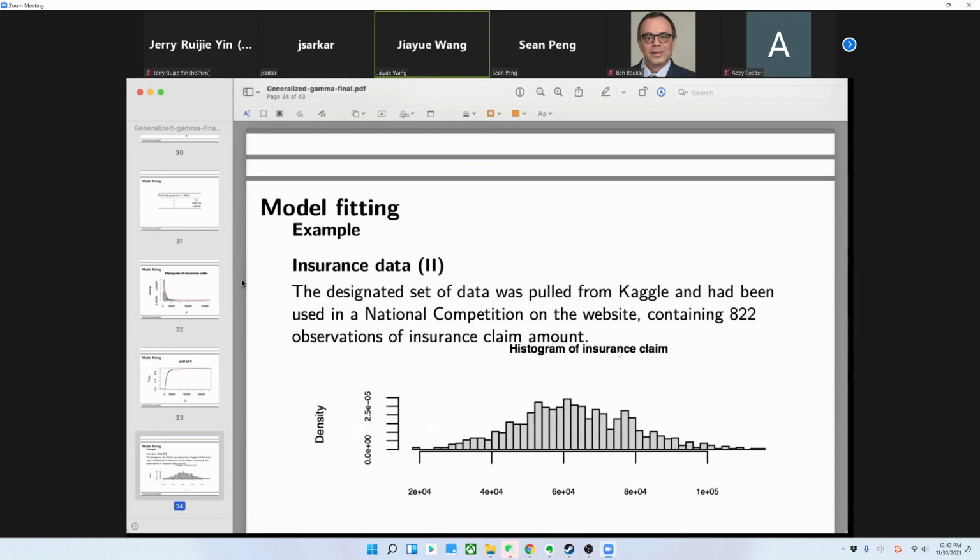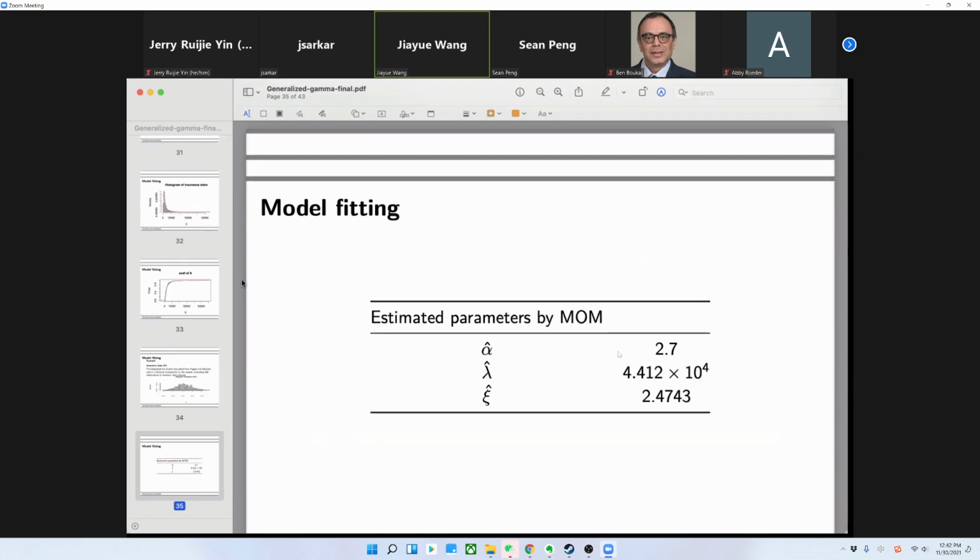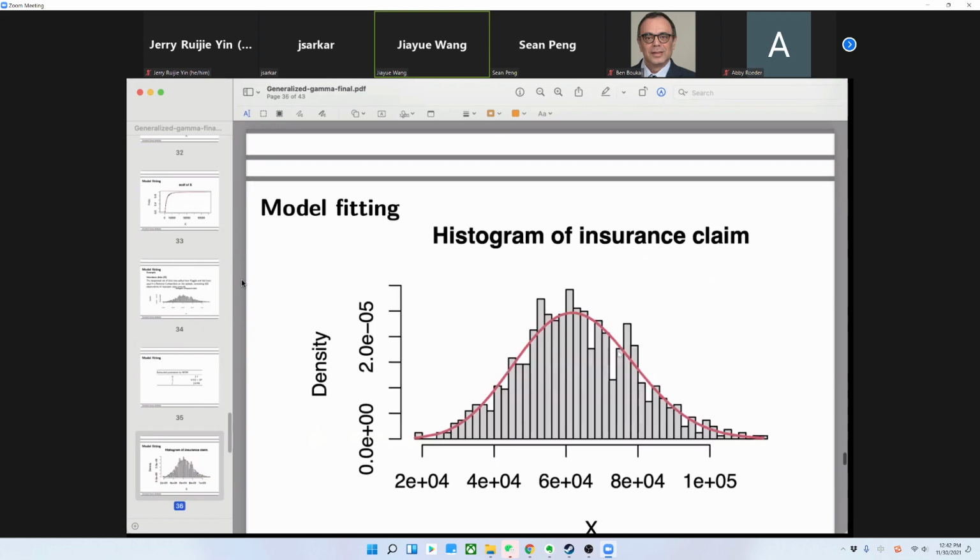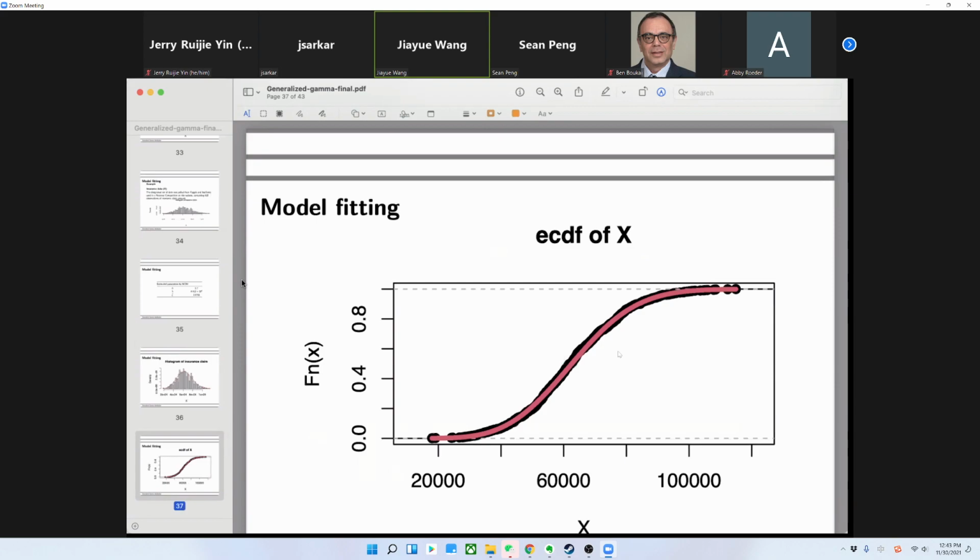And we also try another insurance data that is pulled from Kaggle and had been used in a national competition on the website, containing 822 observations of insurance claim amount. And in here, from the histogram of insurance claim amount, we can see this data set is kind of symmetric. And we also use the moment estimation to estimate the generalized gamma distribution. And from the plot, we can see they also fit well. And here is the empirical CDF of X.